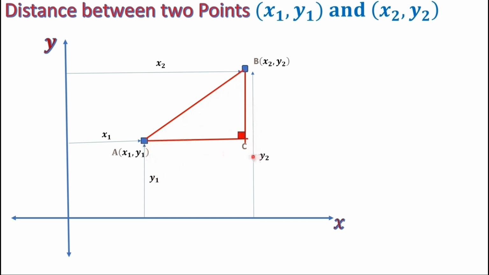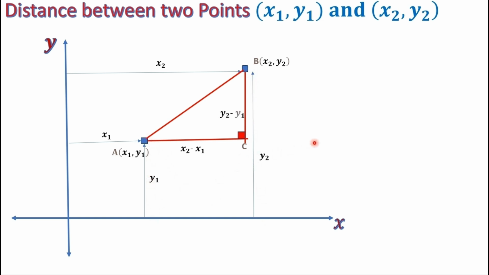First we will see the AC distance. That is the total distance x2 minus x1, right? So AC distance is x2 minus x1. Okay. Similarly, we need to find the BC distance, right? So BC is the total distance y2 minus y1, right? So BC is y2 minus y1.